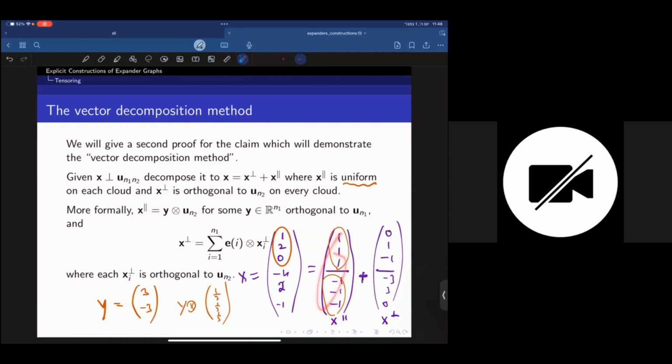So there is always such a y. I mean, given x, you decompose it like that. But what I'm saying is that this x parallel is an element in the tensor of two. It's a vector which can be written as a tensor with the uniform distribution, because every cloud is the same. So the only information missing is what's the right scalar here. So it's free in this case.